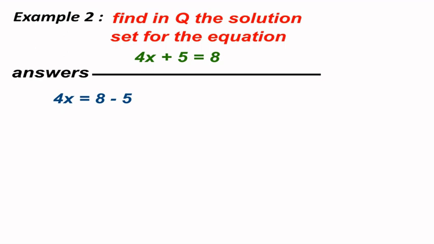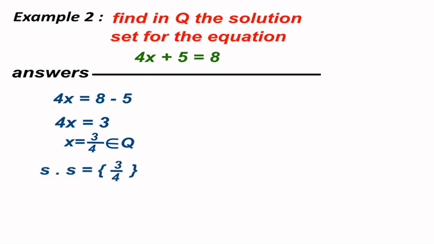So the first step is to move 5 to the other side with the negative sign. 4x equals 8 minus 5. Yes, very good. 4x equals 3. Step 2 is to remove 4. So x equals 3 over 4, and 3 over 4 is a fraction, belongs to Q. 3 over 4 is a rational number, so the solution set equals 3 over 4. Very good.